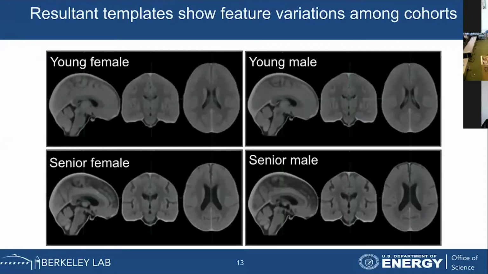So let's look at some results. This slide is showing the cohort group study of templates we obtained from the registration. And you see the variations among those subgroups in terms of age and gender. One thing we observe first may be the ventricle part. Let me see whether I could point it out here. It is localized as an interconnected part in the middle of the brain, as you see in the dark part.